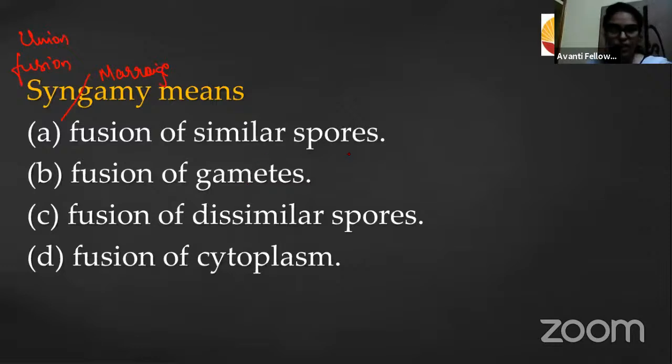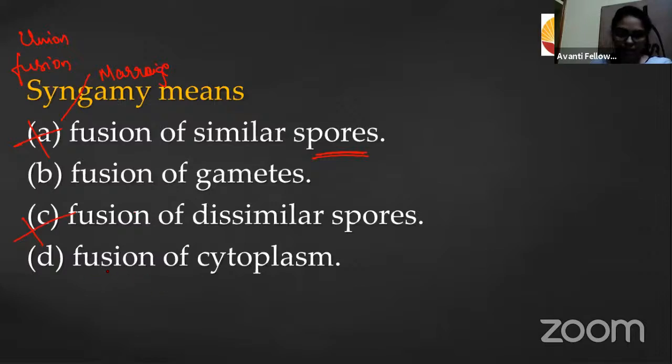Fusion of similar spores. See, never. Spore is actually the product which is obtained from asexual reproduction. So from asexual reproduction you get a spore. The spore will just stay dormant in the environmental conditions. When it finds the appropriate environmental conditions, then it will germinate to give rise to the individual. So never ever will spores fuse. Spores never fuse, whether they are similar or dissimilar. Okay, so only gametes fuse.